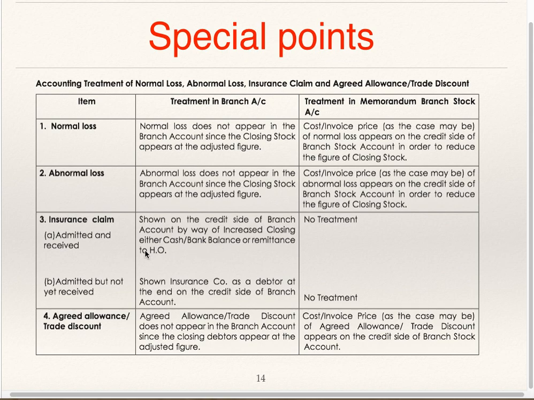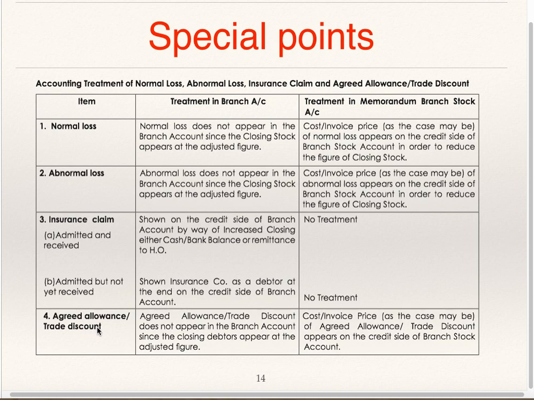If the insurance claim is admitted and received, then in the branch account, by balance carried down, cash and bank will be increased. If the claim is admitted but not received, then on the credit side of the branch account, you have to show the insurance company as a debtor by balance carried down, under trade debtors and insurance company, whereas no treatment is to be given in the memorandum branch stock account for insurance claim.